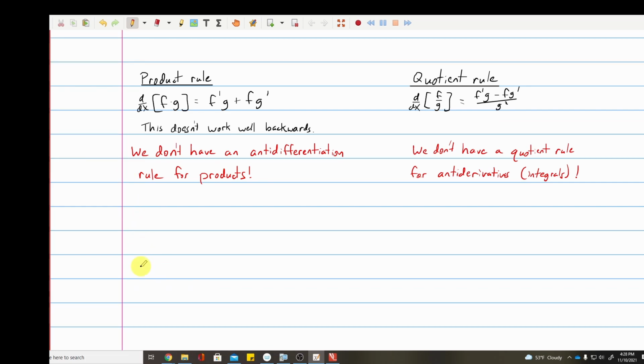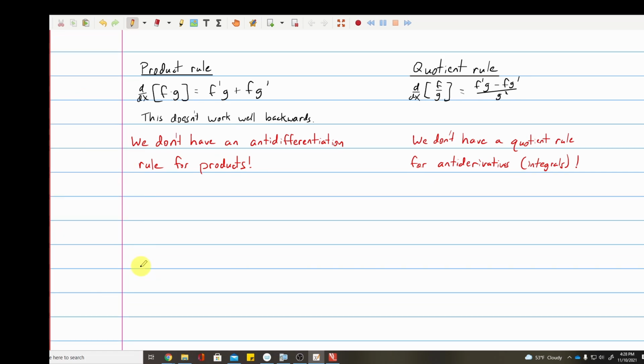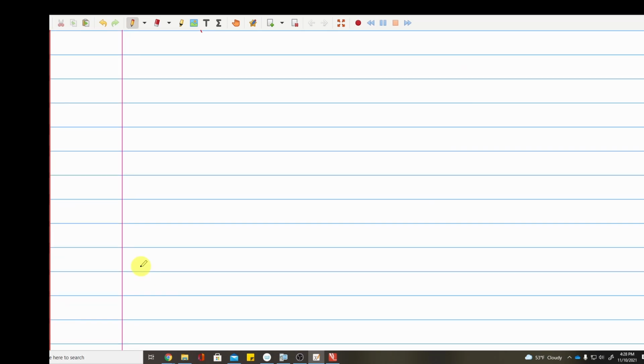So now what I want to do is look at some examples of how I actually find an antiderivative of a product or a quotient, now that I know I don't have a product rule or a quotient rule. So here's our first example. Integrate tangent x times secant x dx. So not only do I have a product, but I have trig functions.